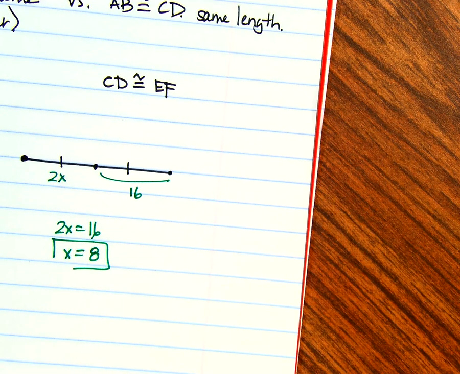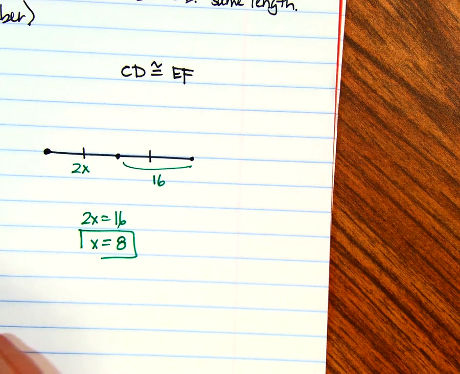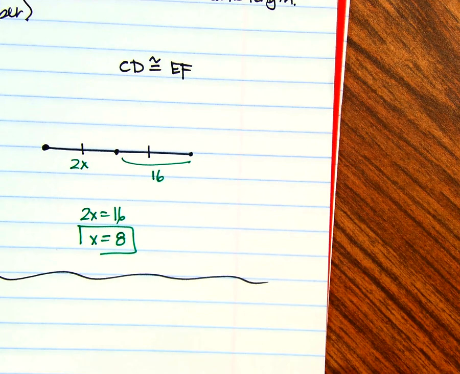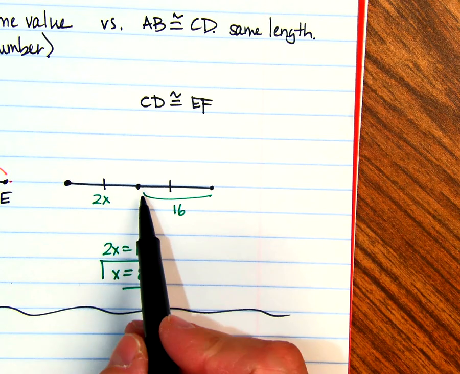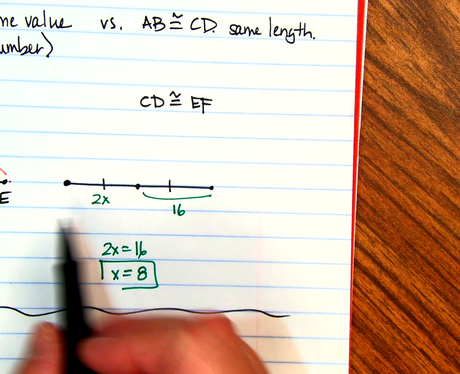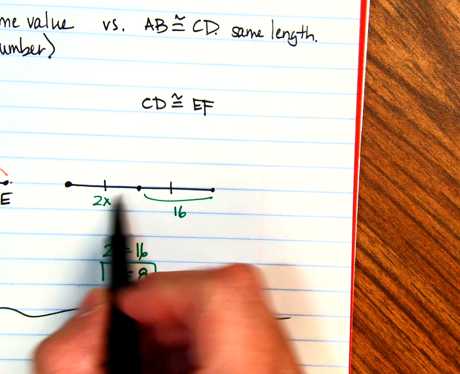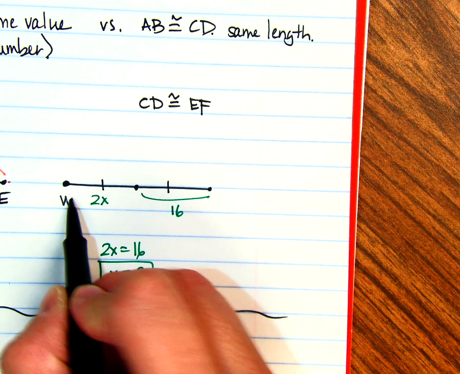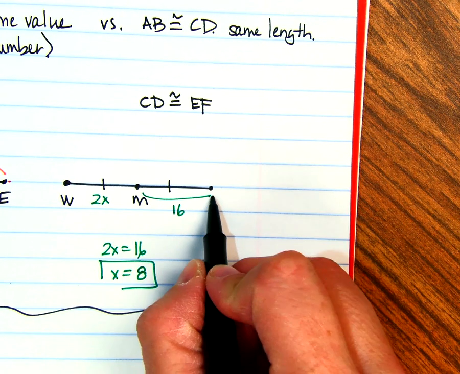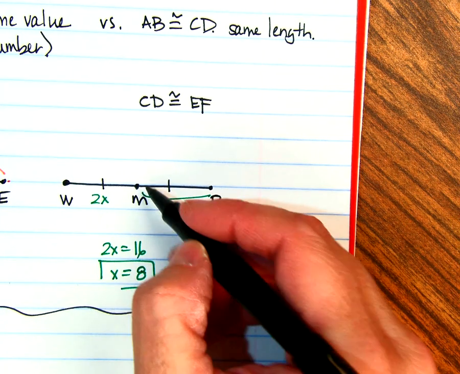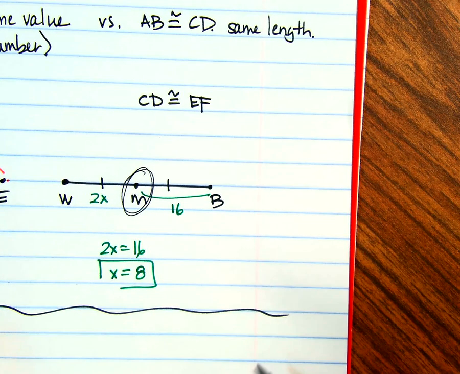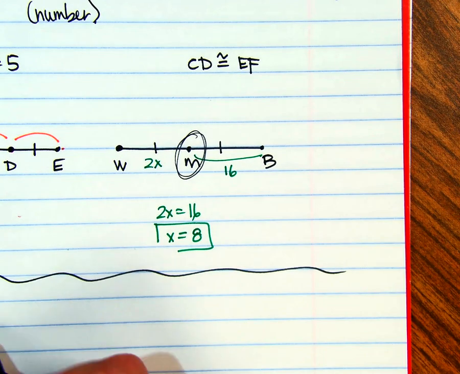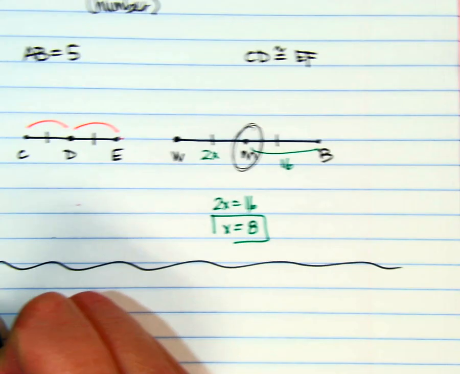Okay, I just finished the segment addition postulate. I did notice that I forgot some stuff. If you go back to this example that I just finished, I did not talk about the relationship of, if this were W, M, and B, for example, what special relationship M has in relation to the whole segment. In this case, it would be a midpoint.